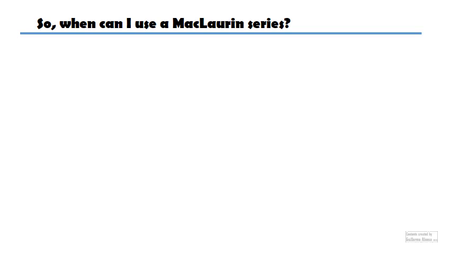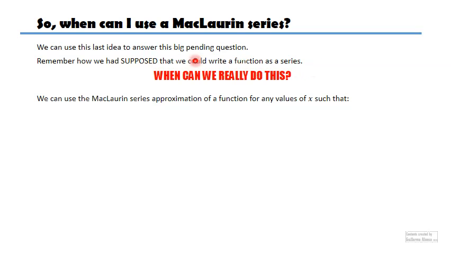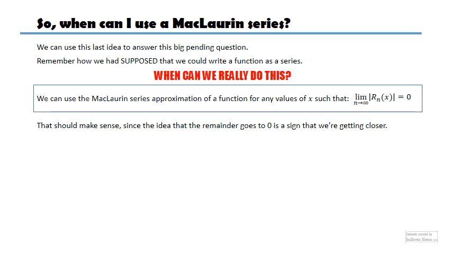So when can I use this Maclaurin series stuff? Because remember, we supposed that we can write the function as a series. We can use them for any values of x such that the remainder is equal to 0. That's when we can use them. And if the remainder keeps getting to 0 as n goes to infinity, it means that we're getting closer and closer and closer to something, not further away. That's going to be when we can use Maclaurin series approximation.